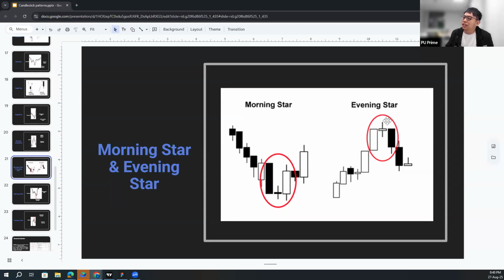Okay, after they see this evening star, it means a downtrend follows. Night is coming, going down. So this is why it's called an evening star. So how do we see a morning star or evening star?